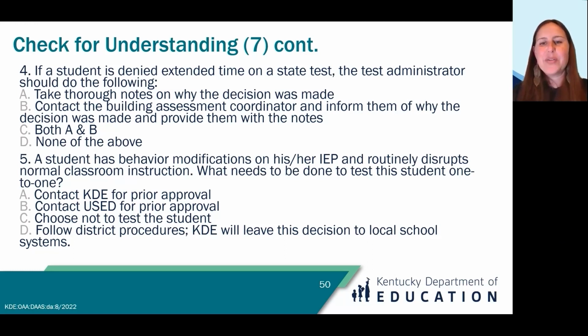Question 5. A student has behavior modifications on his or her IEP and routinely disrupts normal classroom instruction. What needs to be done to test this student one-to-one? A. Contact KDE for prior approval. B. Contact USED for prior approval. C. Choose not to test the student. D. Follow district procedures. KDE will leave this decision to local school systems.